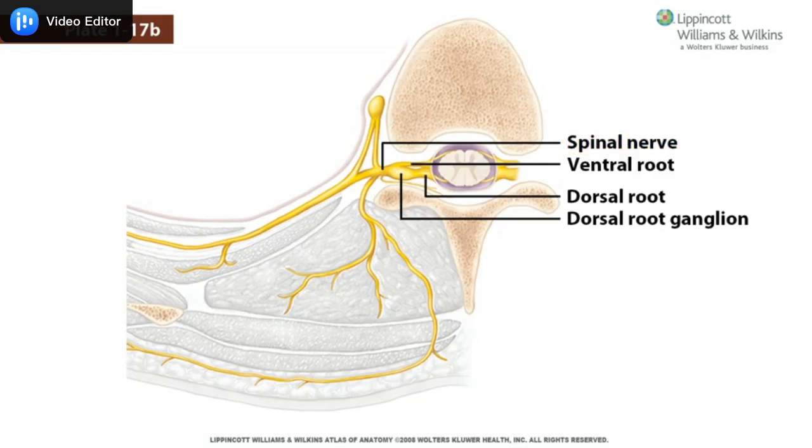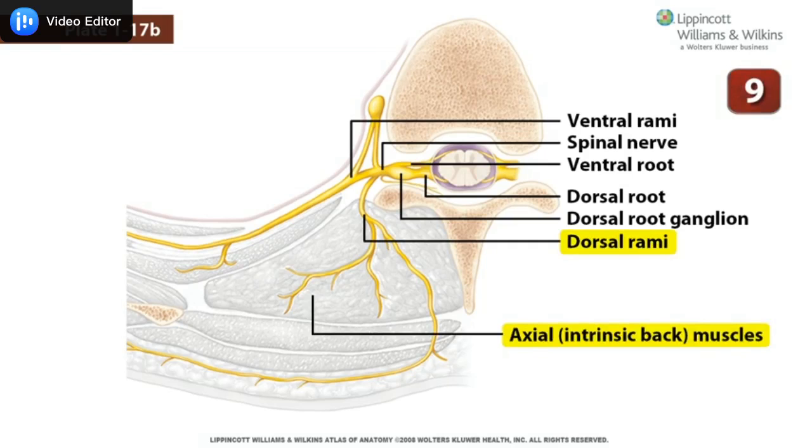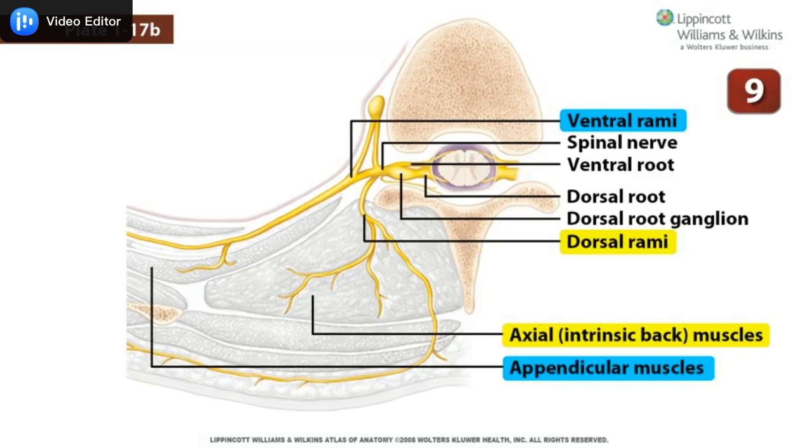A spinal nerve is a mixed nerve containing motor and sensory fibers. Upon leaving the vertebral canal, it immediately divides into dorsal and ventral primary rami, both of which are also mixed nerves. The dorsal primary rami provide motor innervation to axial muscles or intrinsic back muscles. These are muscles that act only on the head and vertebral column, as opposed to appendicular muscles, which act on the limbs. Appendicular muscles receive their motor innervation from ventral primary rami.